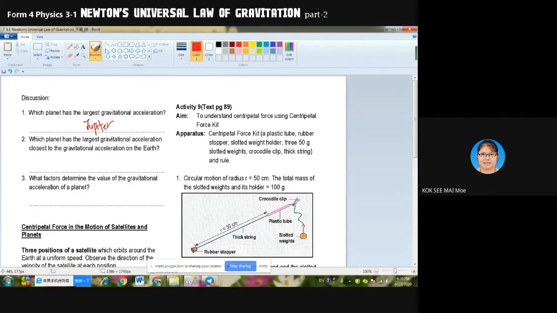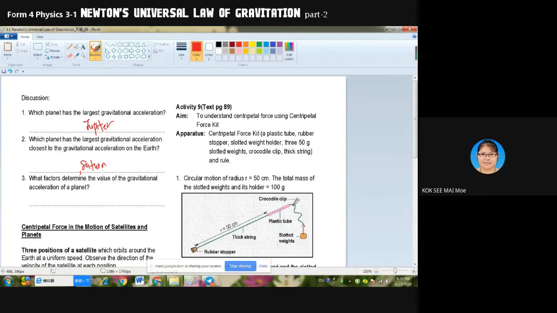Okay, which planet has the gravitational acceleration close to Earth's? Almost the same as the Earth. Which one? Nobody answers. You find which one is closer to 9.81. Saturn. Yes, Saturn.